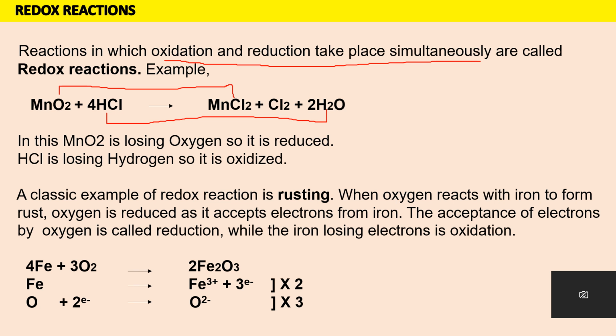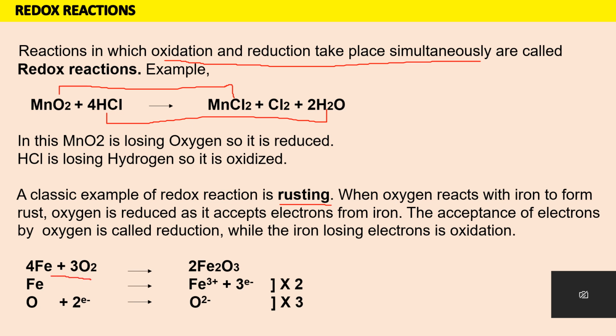Another classic example of redox reaction is rusting. Rusting is corrosion of iron in presence of oxygen and water. So a hydrated molecule of iron oxide is rust. To understand redox reaction, we are just studying the reaction between iron and oxygen. Iron and oxygen form three types of oxides: FeO, Fe2O3 and Fe3O4. Here I am just taking the example between iron and oxygen to form Fe2O3.